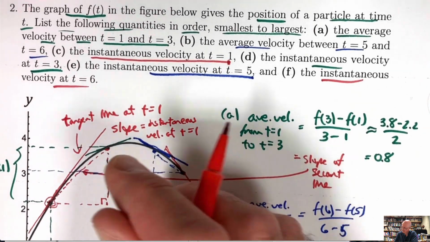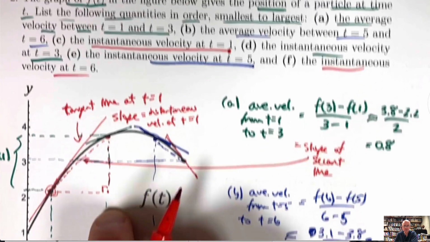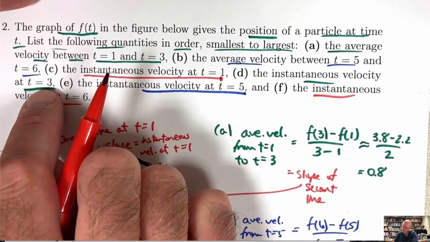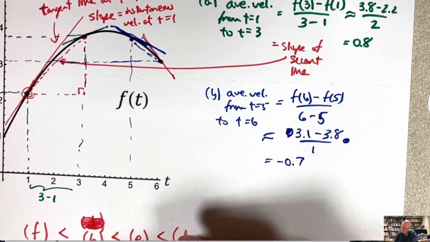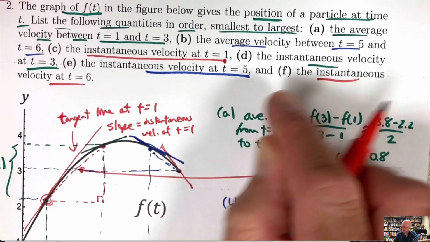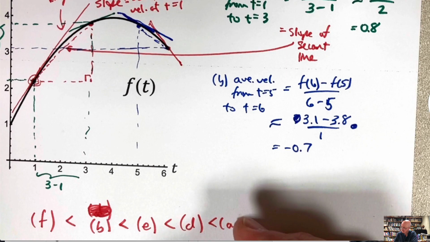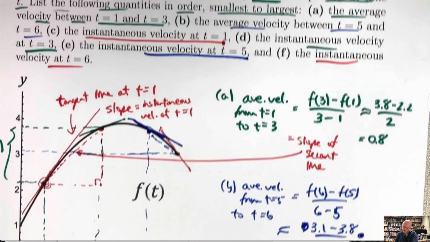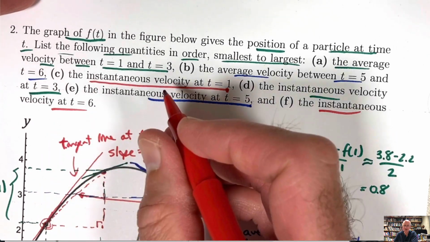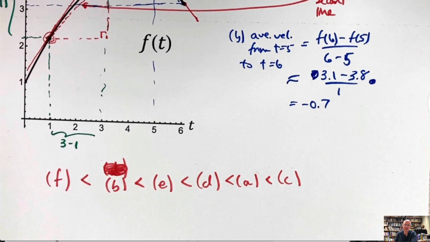Then we got positive slopes. The one closest to 0, the smallest one, is the slope of the tangent line at t equals 3. And that, you can see, is the instantaneous velocity at t equals 3, which is d. Then we had the slope of the secant line right there. That was a, the very first thing we thought about, the average velocity between time 1 and time 3. And then finally, the biggest thing was the tangent line there, that slope, that instantaneous velocity at time 1, that is c. So this is the ordering down here that is the answer to the question.